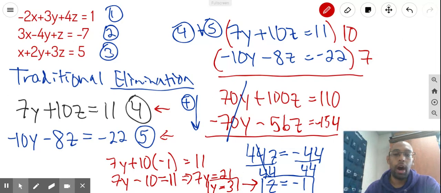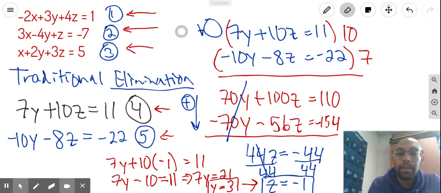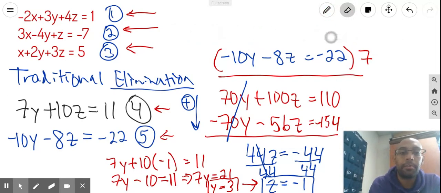So now I have y and z. Now I'm going to go back to one of the 3 original equations that I started out with, either equation 1, equation 2, or equation 3. I'm going to plug in for y and z and solve for x. The easiest equation to use here is equation 3. So that's what we're going to do. We're going to erase this part here to finish off this problem.